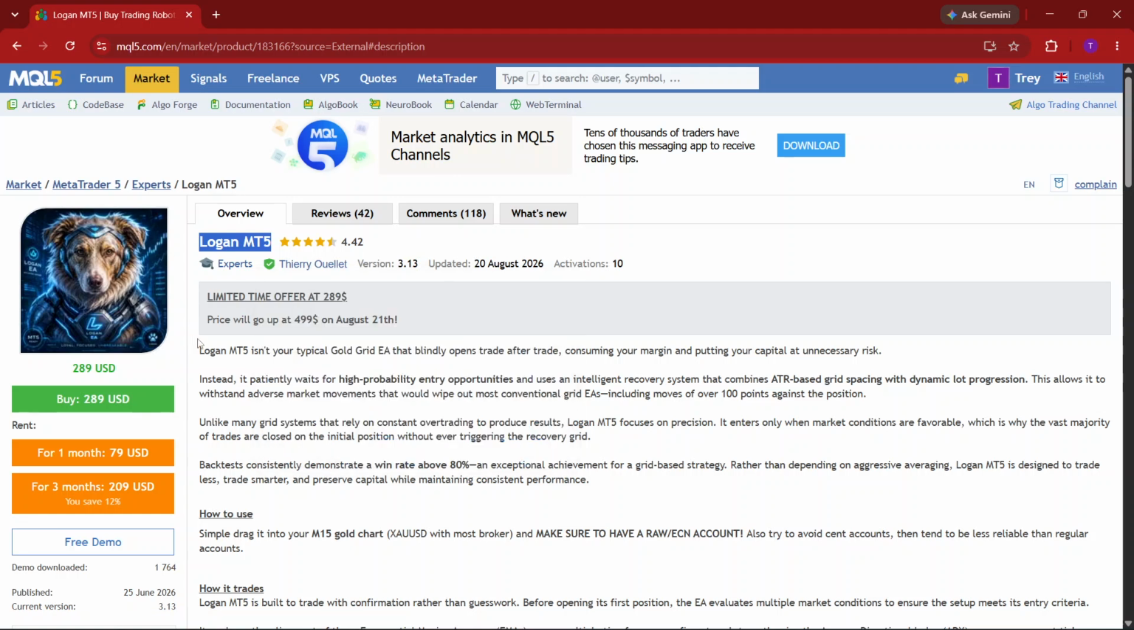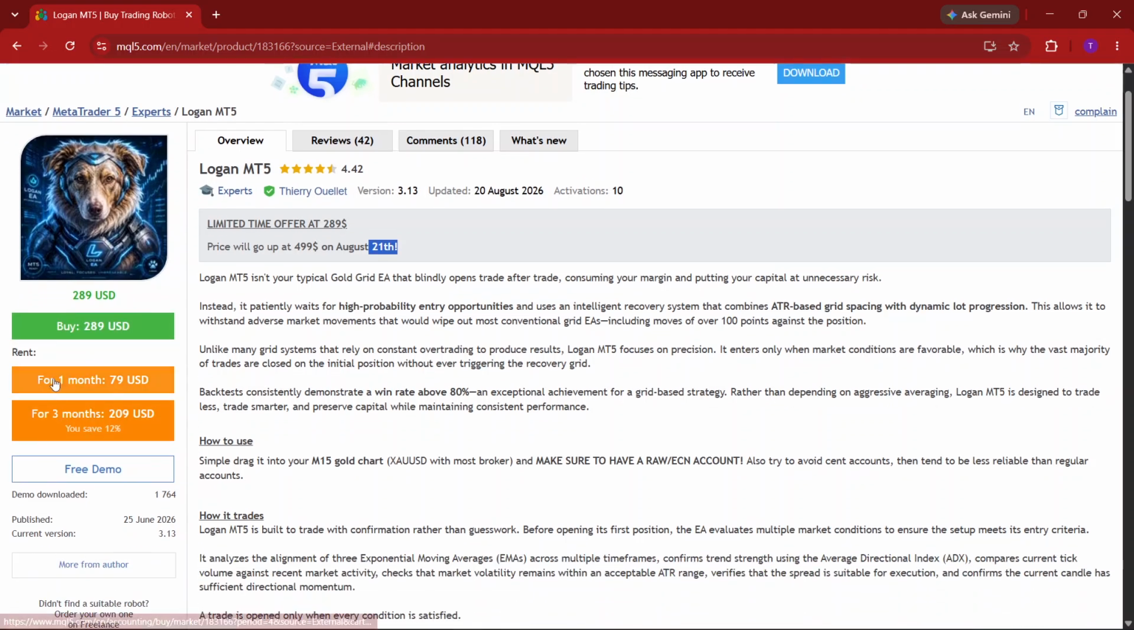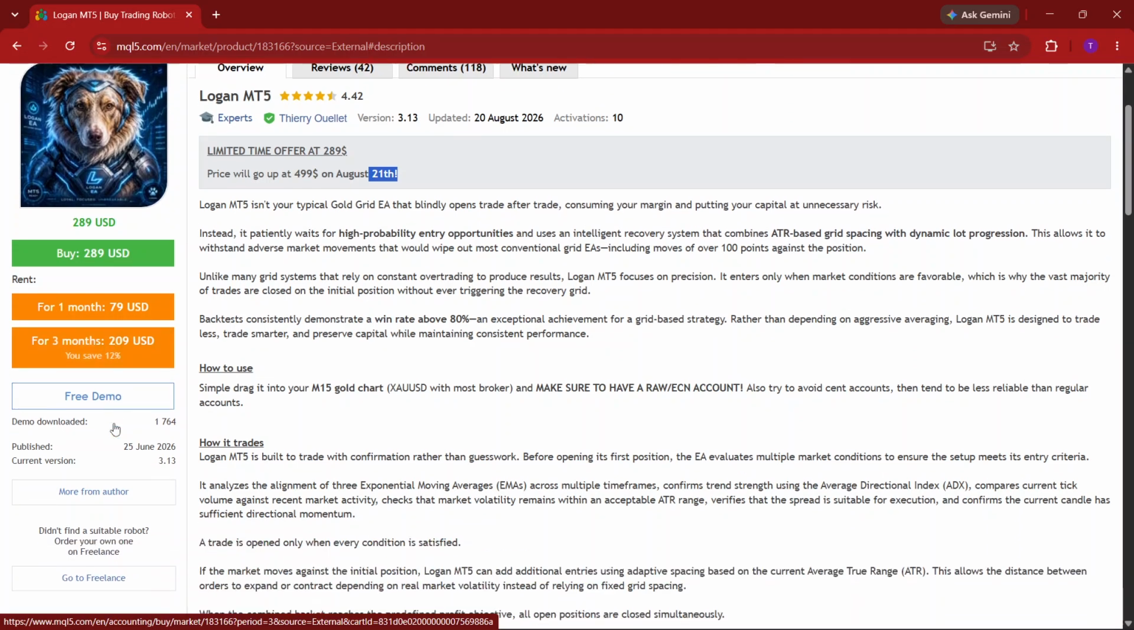It's a hot EA sitting on the MQL5 market right now, priced at $289 with the usual limited time talk that the price is about to jump to $499 on August 21st. Now there are options to rent for 1 month at $79 and for 3 months at $209.